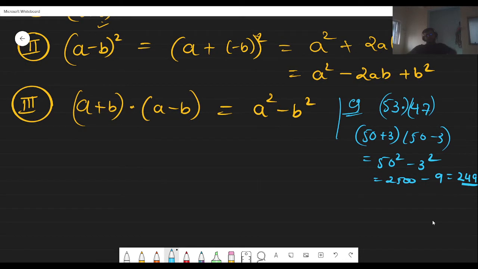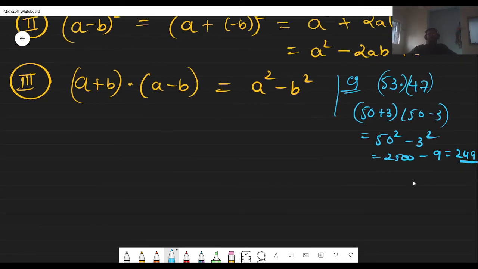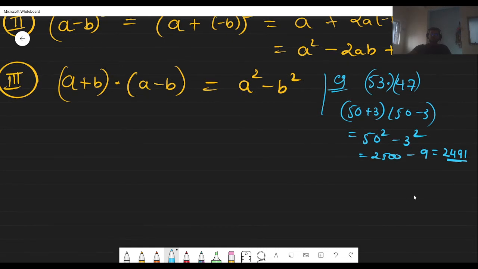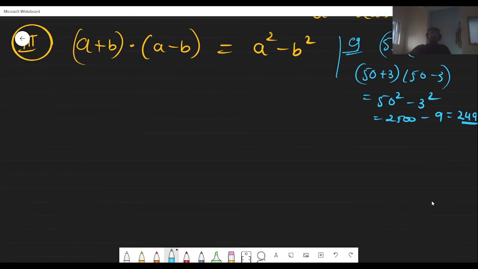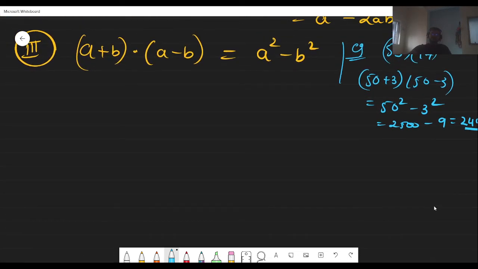Are you able to understand it? You can pause the video and write it down in your notebook if you want. But try to memorize this formula, because it will be very helpful in future.